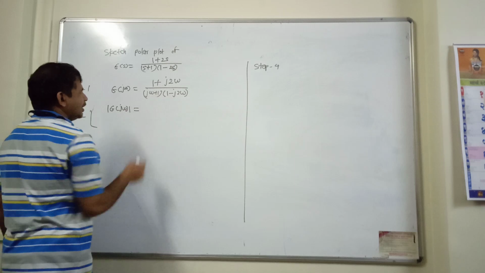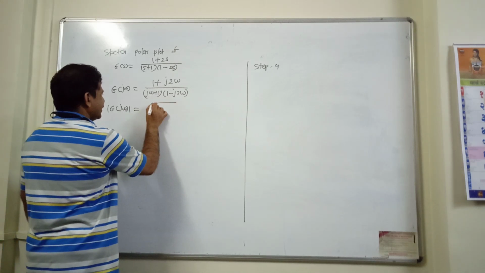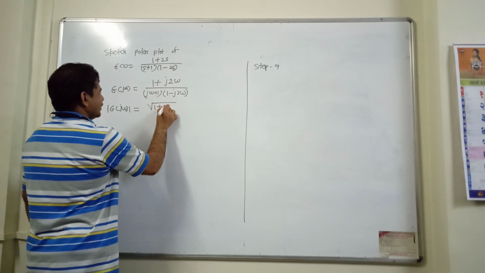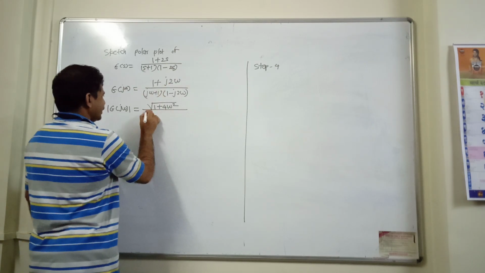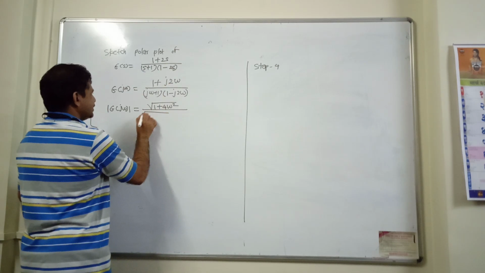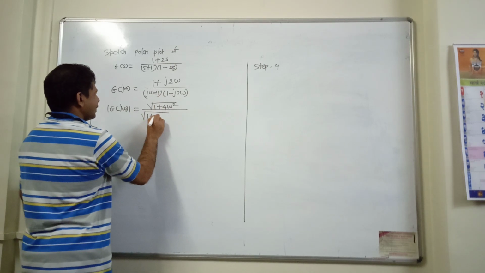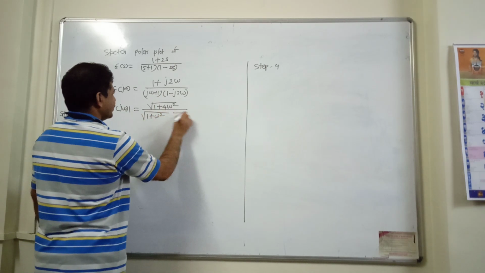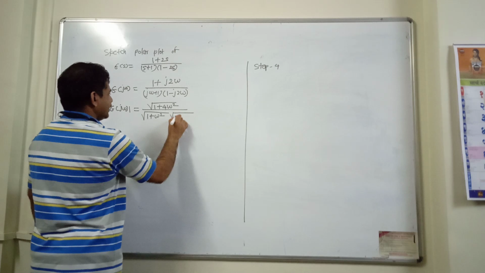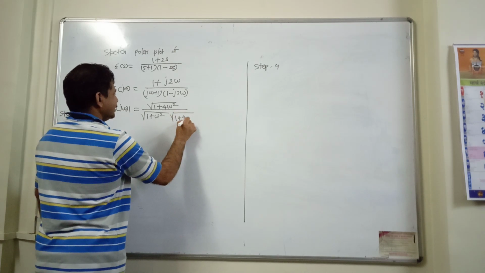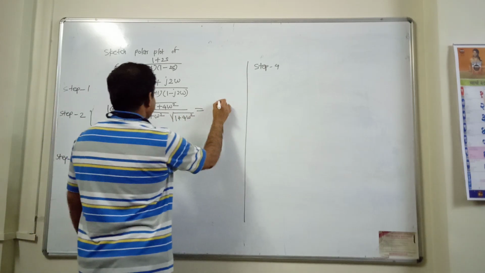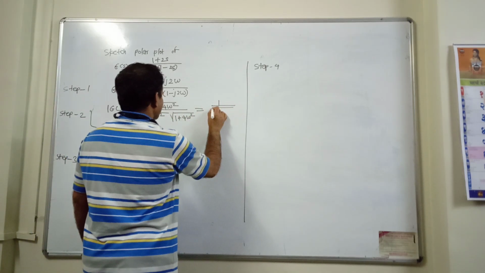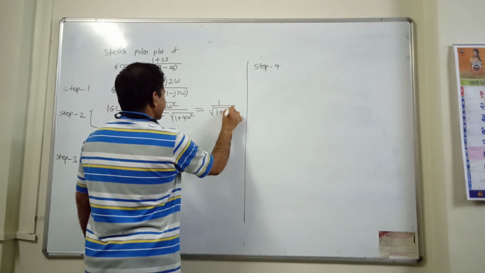So magnitude of 1 plus 2j omega is under root real part square plus imaginary part square, where imaginary part is 2 omega. Upon magnitude of the denominator, which is again real part square plus imaginary part square. So this gets cancelled and this is 1 upon under root 1 plus omega square.